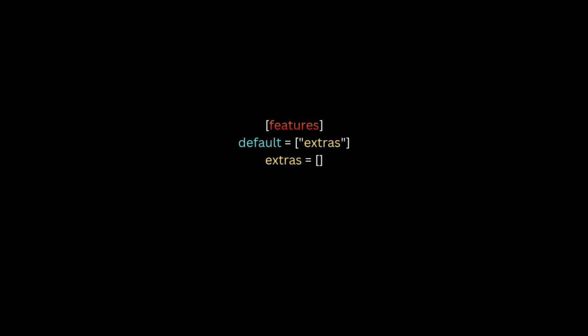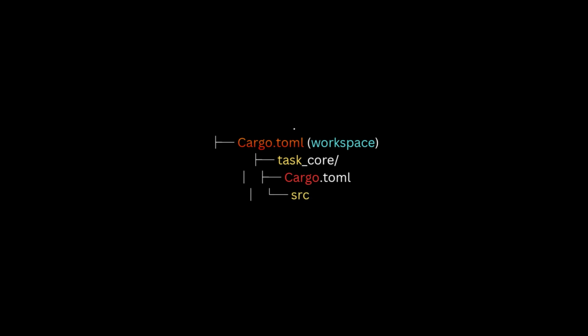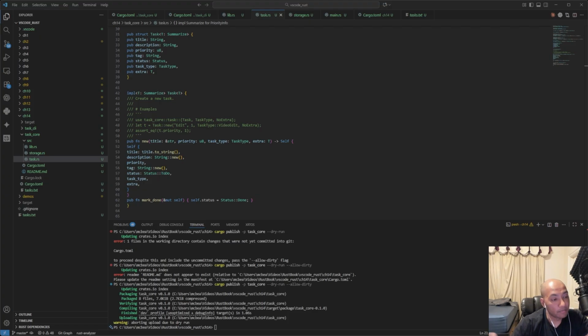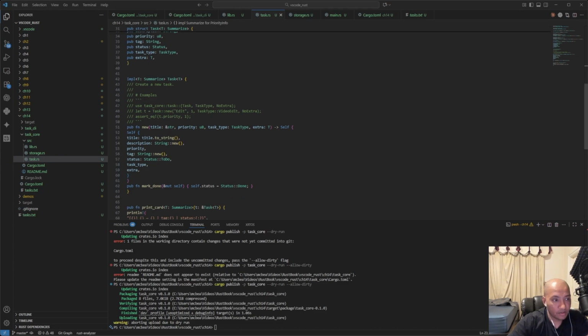But if you were to imagine we split the responsibility, like in our library crate, we have a task core and a task CLI. And our task core is mainly all of our libraries, such as our storage.rs, our task.rs, and our lib.rs. And our task CLI is our main library that handles our input and output on the terminal for what we want our task manager to do. That's it.